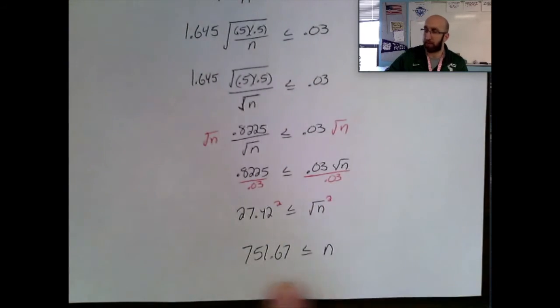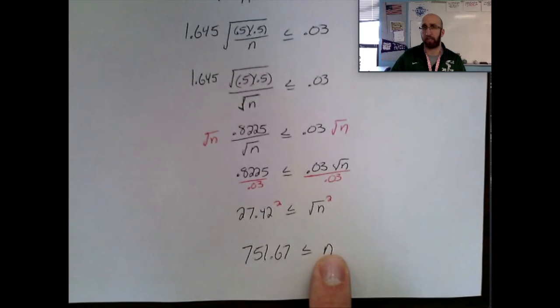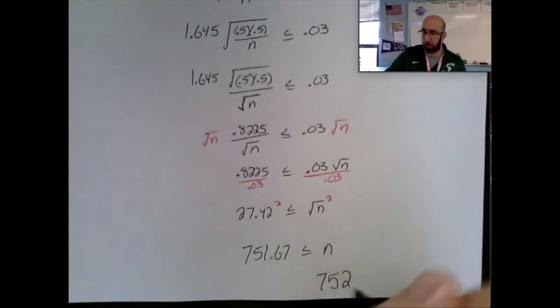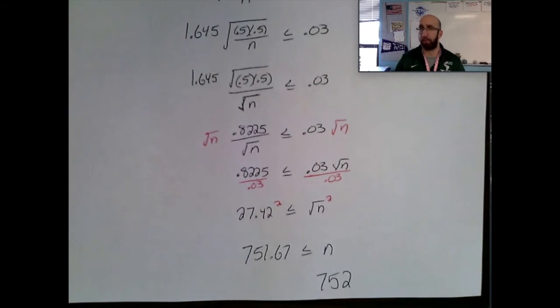So what we get is this result here, which says 751.67 is less than or equal to n. What that means is I need a sample size that is at least 751.67. So really I'm going to need a sample that is no smaller than 752. If I get a sample size that is 752, and I can go bigger than that if I want, I'm going to end up with a margin of error that is no bigger than 3%, which is what they want in the original onset there.